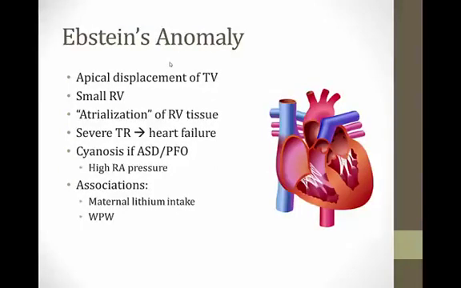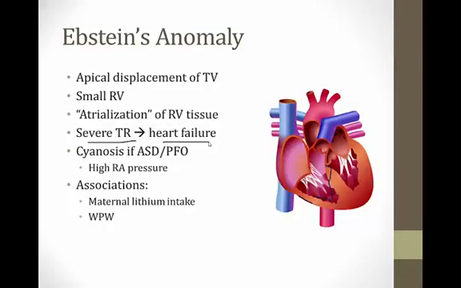So Ebstein's anomaly is apical displacement of the tricuspid valve. So I've drawn a normal heart over here, but in Ebstein's anomaly, the tricuspid valve, instead of being up here, is way down here inside the right ventricle. And you get what's called atrialization of this tissue above the tricuspid valve. The real problem with this physiologically is severe tricuspid regurgitation, which leads to heart failure.